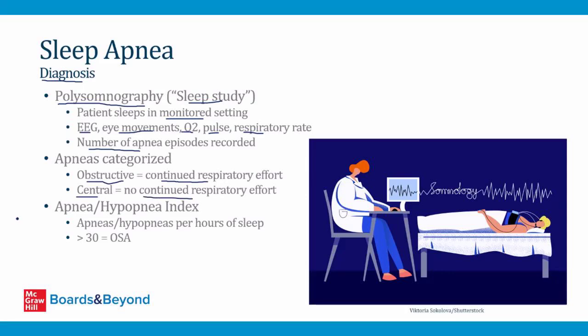And the number that we usually want to get as a result of a sleep study is what's known as the apnea-hypopnea index. This refers to the number of apnea or hypopnea episodes the patient has per the hours that they sleep. In other words, you take all the episodes they have per night and you divide by how many hours they sleep. And so, for example, a patient who has more than 30 apnea or hypopnea episodes per hour of sleep, that meets the criteria for obstructive sleep apnea.